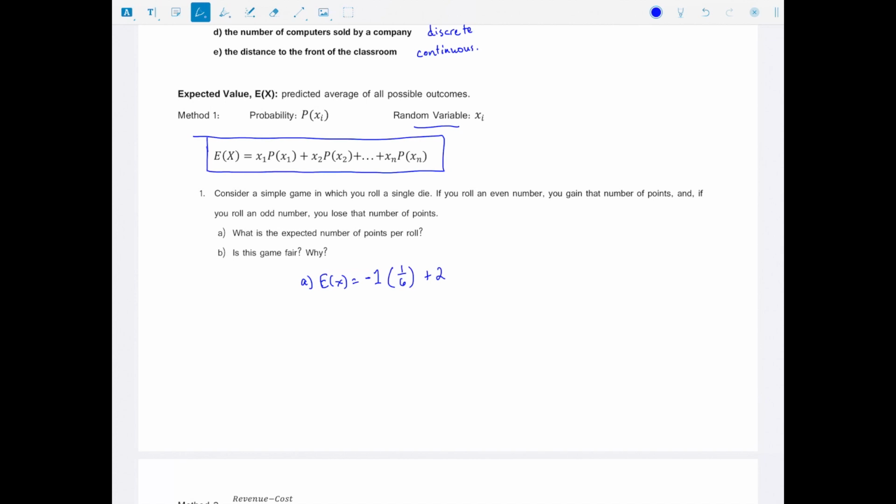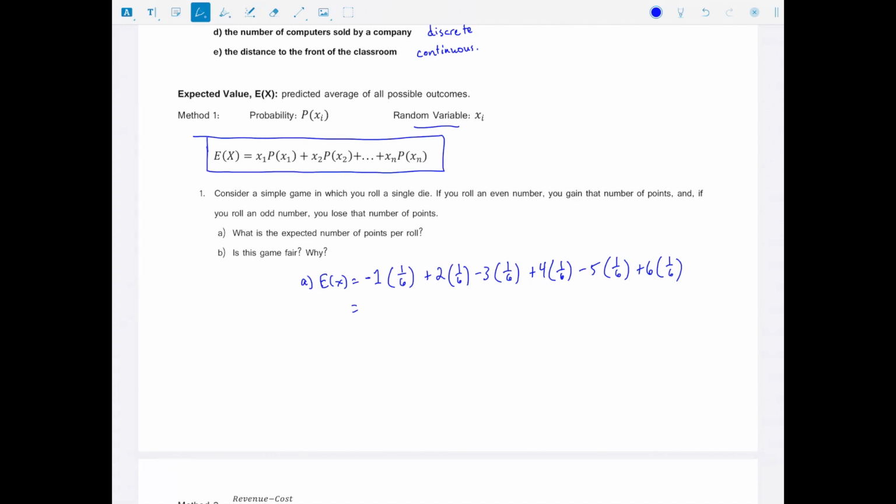And the 2 is positive because we gain points on that. And there's a 1 in 6 chance of getting that. If you roll a 3, you lose 3 points. So we'll subtract 3 times the probability of that, 1 in 6. If you roll a 4, you gain that. Probability of it, 1 in 6. If you roll a 5, you lose. Probability, 1 in 6. And if you roll a 6, you gain it. Probability is 1 in 6.